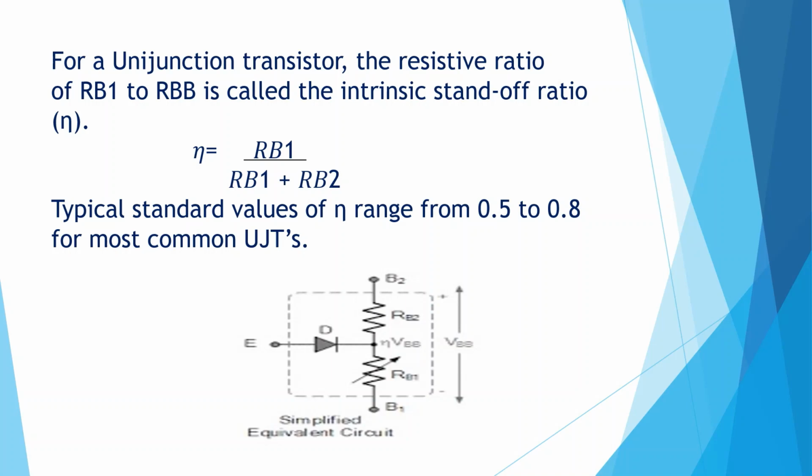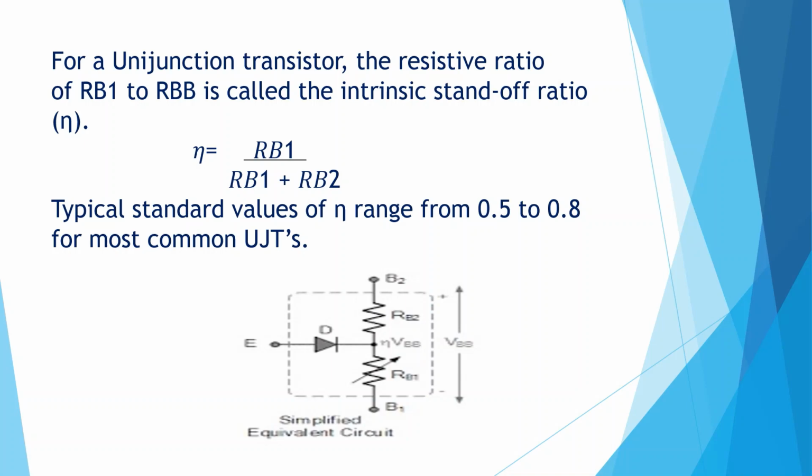Say the total potential applied here is 5 volts, and the eta value is say 0.5. So what is the potential across RB1? The potential across RB1 will be 0.5 multiplied by VBB, the total potential. So 0.5 multiplied by 5 will be 2.5. So the potential drop across RB1 will be 2.5 volts.